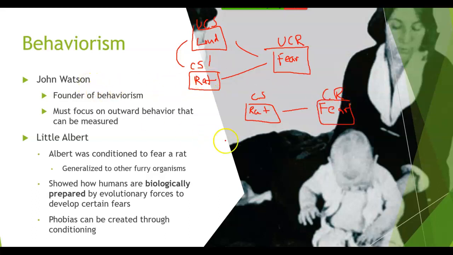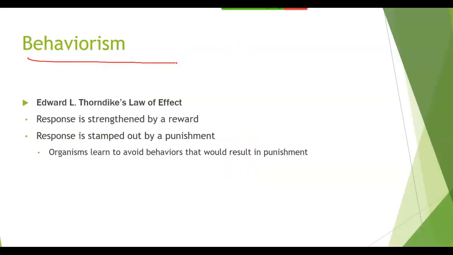But what Watson also saw is that when that started happening, little Albert, when the rat would come out, would start pulling away from the rat. So he saw that other behaviors were also being conditioned. It wasn't just classical conditioning. Little Albert was making voluntary moves, okay? So behaviorism was born. Edward Thorndike, he found the law of effect. Basically what that means is, Thorndike's law of effect, is that if there's a reward, the response is strengthened. If there's a punishment, the response is stamped out, so it lessens. Organisms learn to avoid behaviors that would result in punishment.